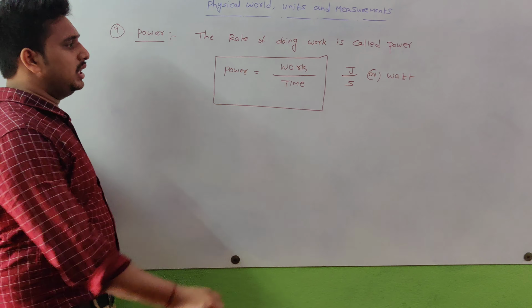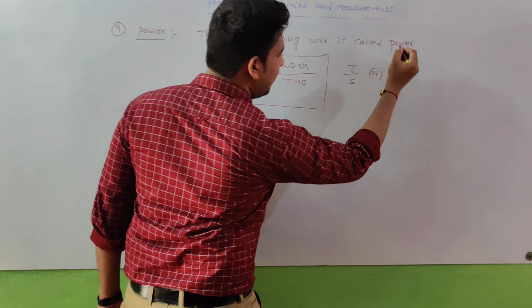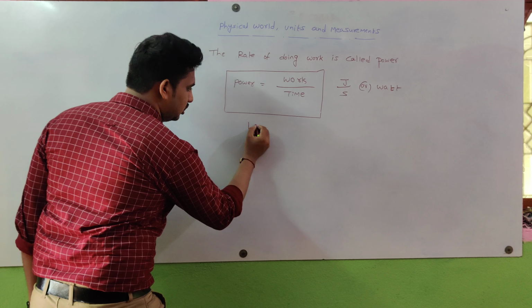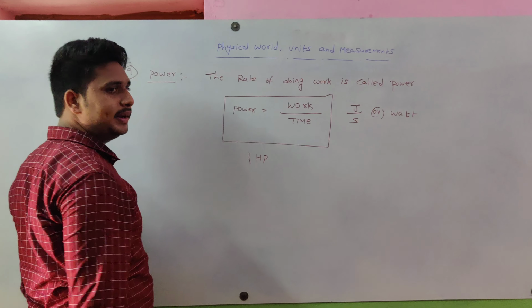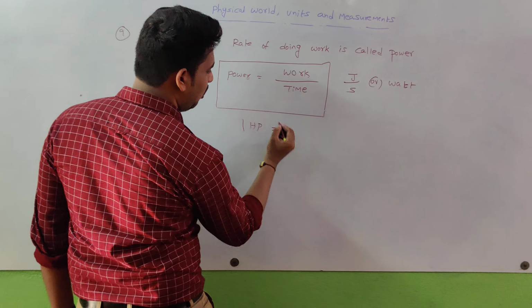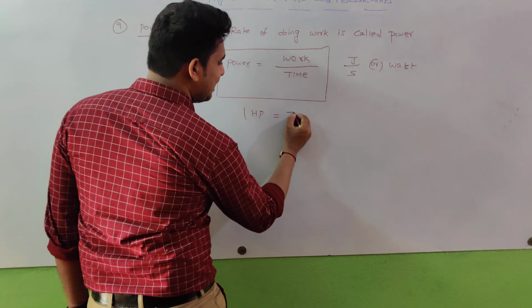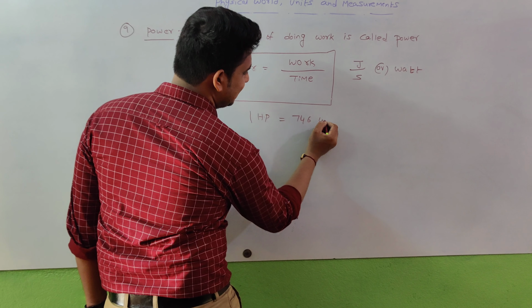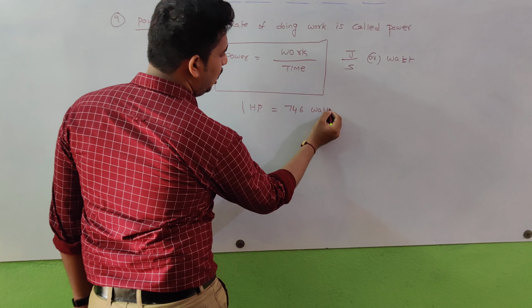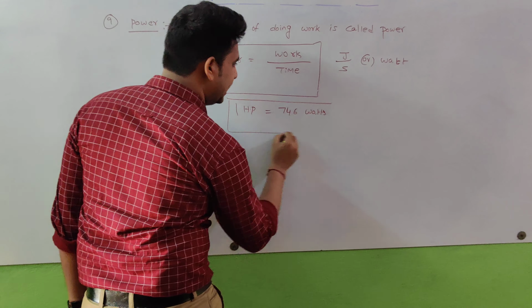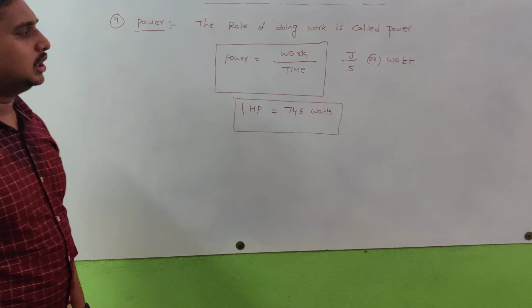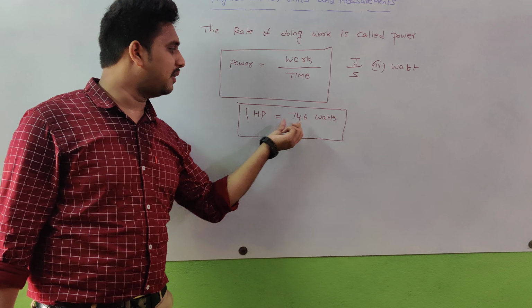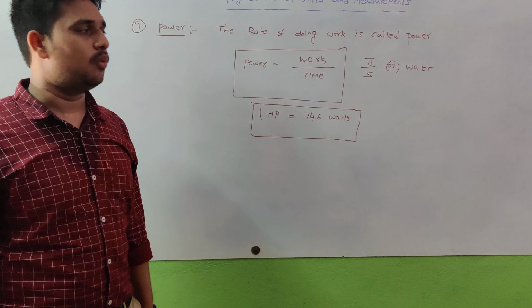And one more thing here: power is measured in horsepower also. One horsepower is equal to 746 watts. So power is also measured in horsepower.